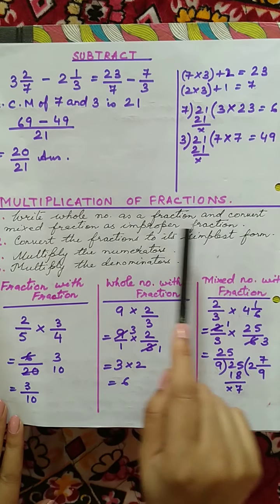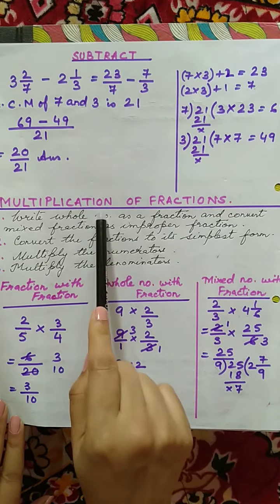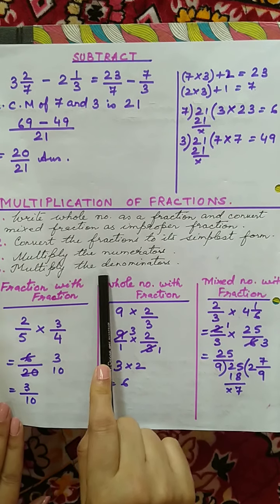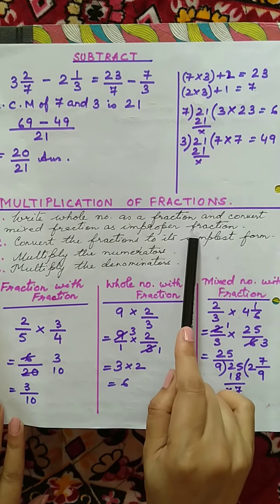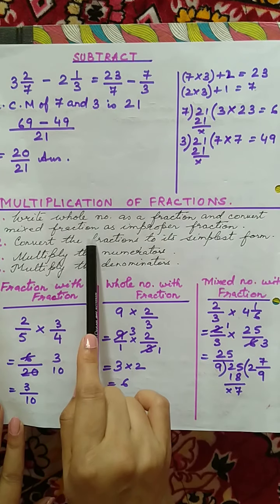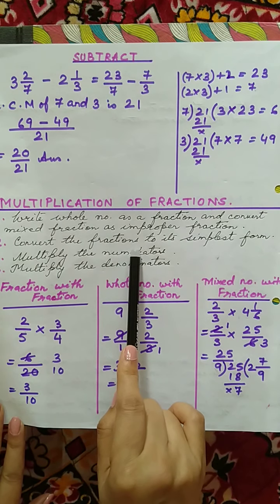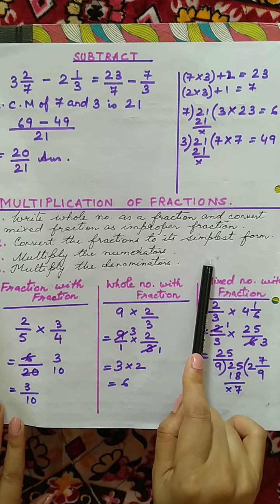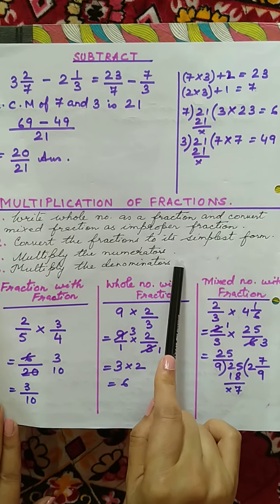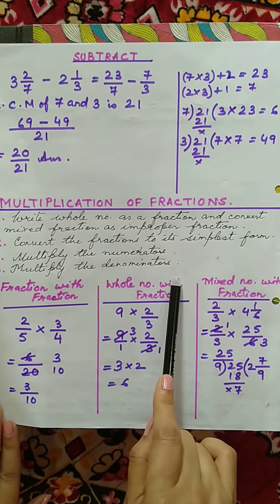We have multiplication of fractions here. Let us see the points first. Write the whole number as a fraction and convert mixed fractions to improper fractions. Convert the fractions to their simplest form. Then multiply the numerators and multiply the denominators.